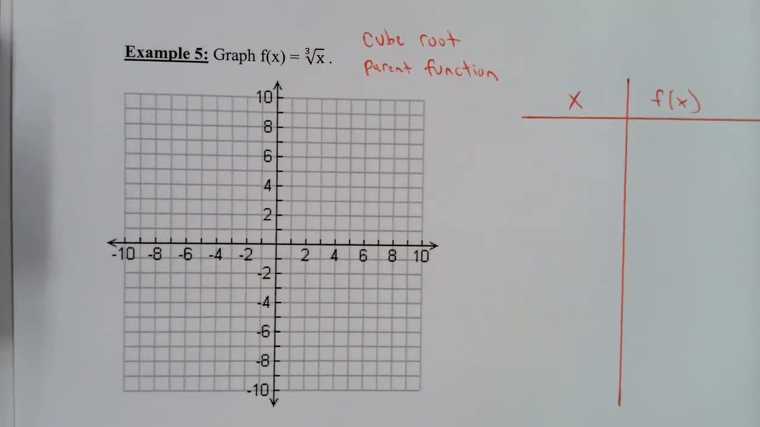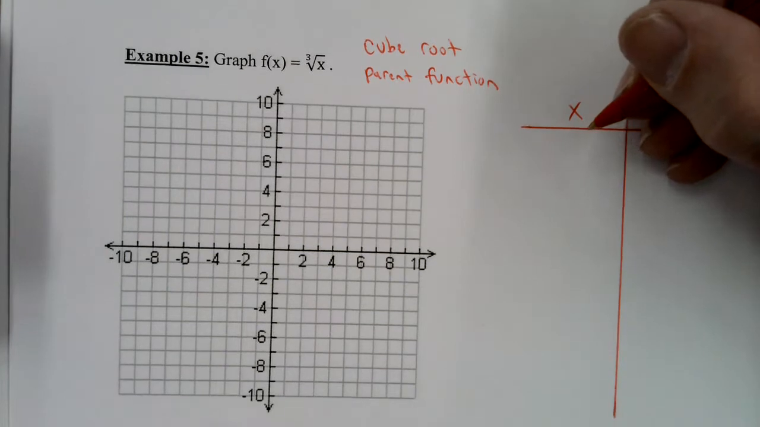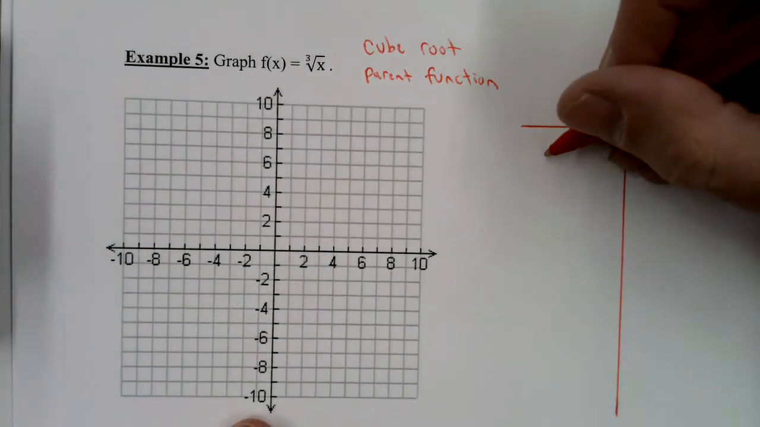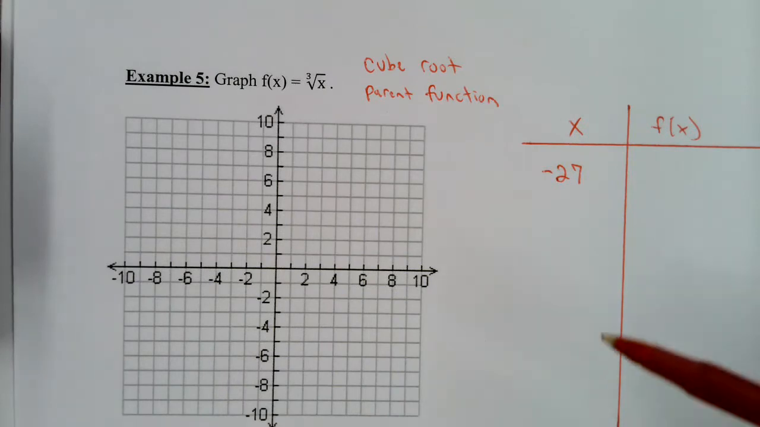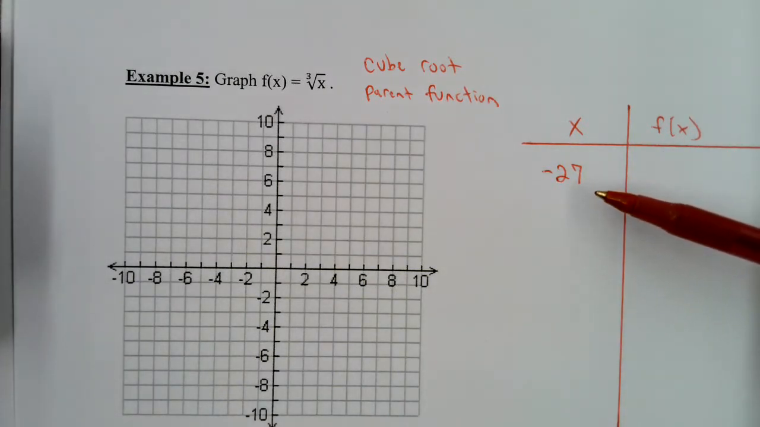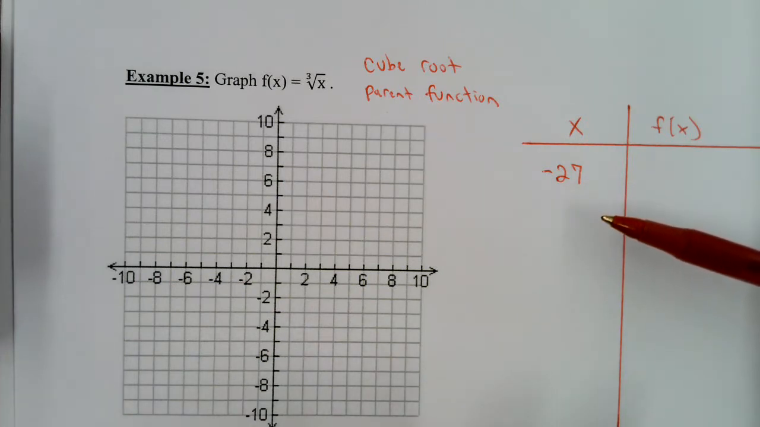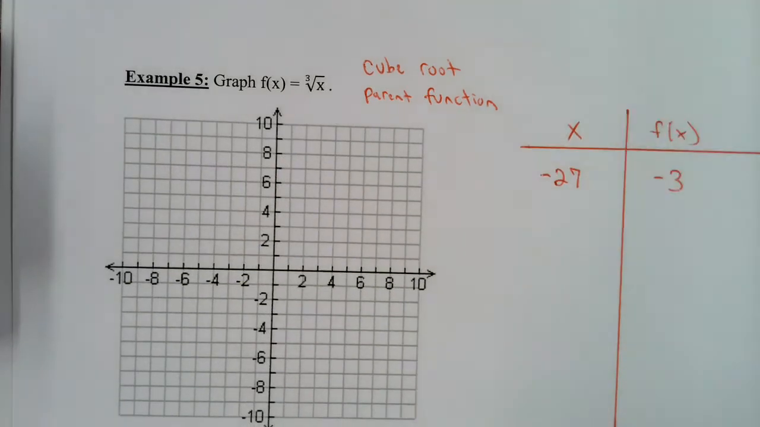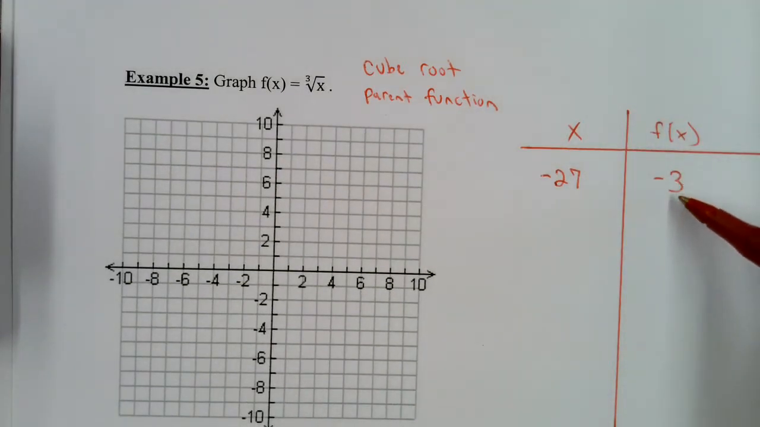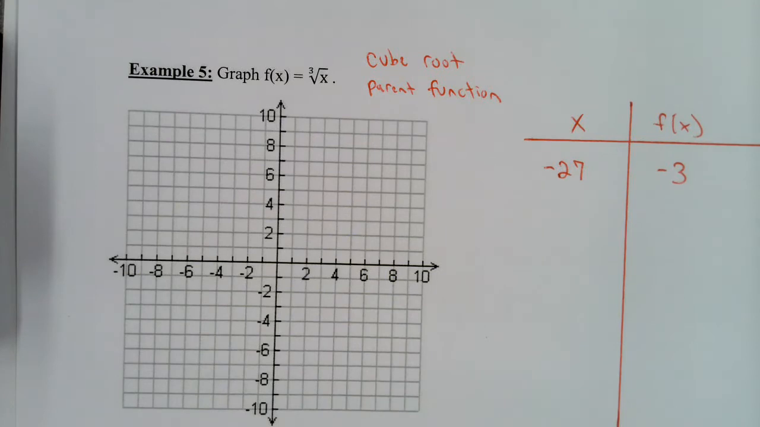Because, think about it like this. I'm going to start with 27, and I'm going to do negative 27. So the question is, what is the cube root of negative 27? What number can I multiply by itself 3 times to get negative 27? Can you think of it? Pause the video if you want. Okay? The answer is negative 3. Because negative 3 times negative 3 times negative 3 is negative 27.